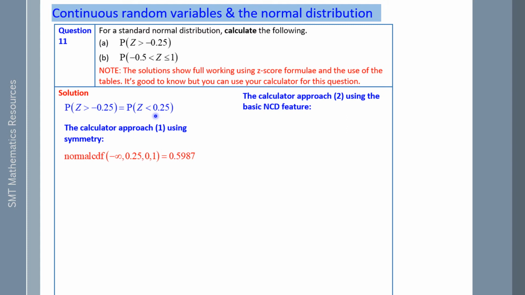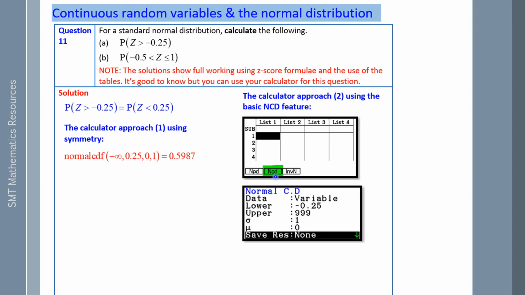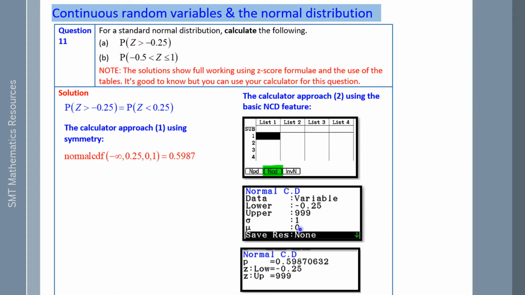Being that you've got various calculators to do the work for you, you can go to the normal CD function on your calculator. You are saying the lower boundary is negative 0.25, which you're saying greater than. Your upper value is 999. Again, 1 and 0. The answer is 59.87%.